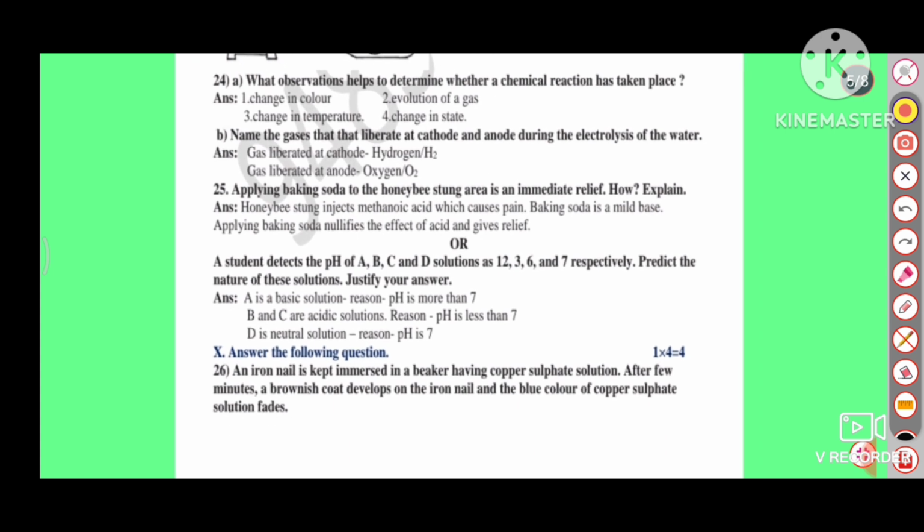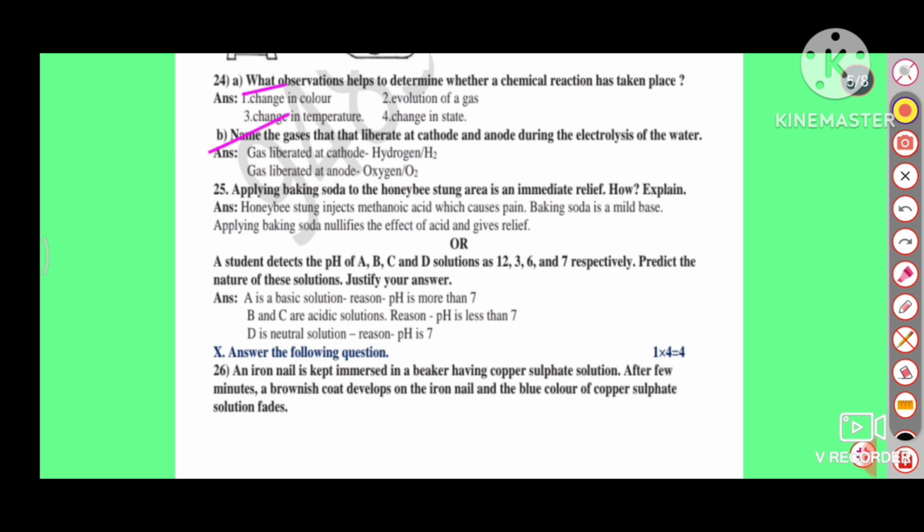question is what observation helps to determine whether a chemical reaction has taken place? Answer is change in color, evolution of a gas, change in temperature, change in state.